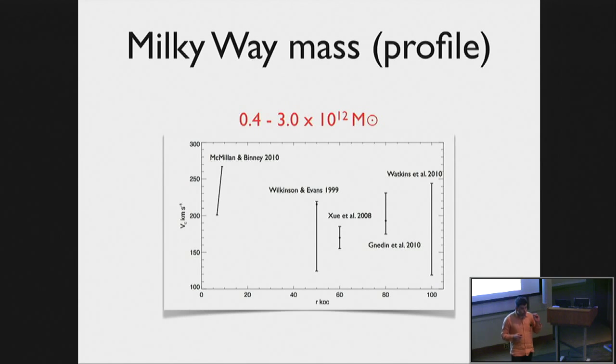mass from motions of tracers at large distances. And of course, we only get line-of-sight measurements of the 3D velocity, so we have to assume something about the anisotropy of the orbits of those tracers. That's why the error bars are probably underestimated here. They're huge. So you get a range of Milky Way masses in which very light Milky Ways are allowed to exist along with very heavy Milky Ways. How to break this degeneracy, how to measure the Milky Way mass accurately?